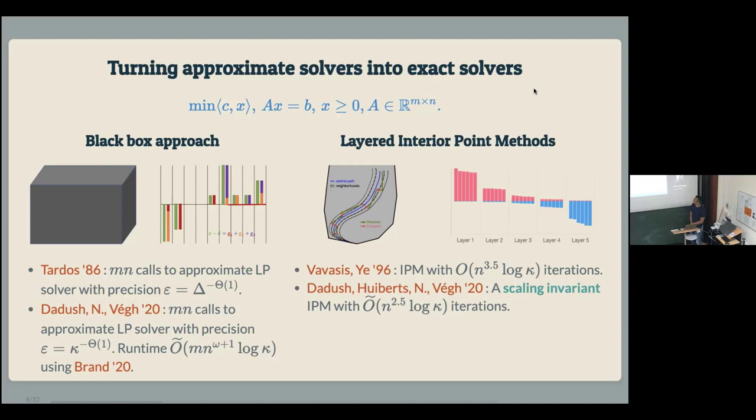Okay. Any questions thus far on the condition numbers? If not, I would now go directly into the black box solvers.